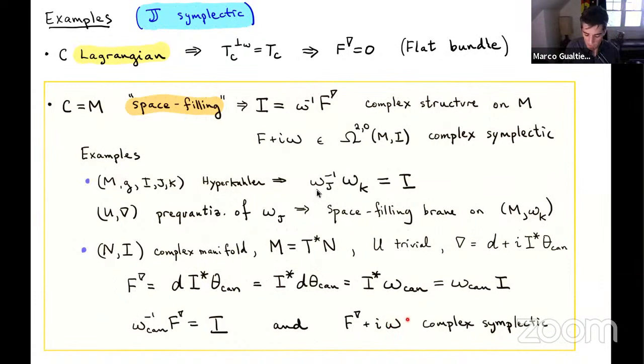It's the phase space structure on T star N. The point is that when N is complex, it becomes completed to a holomorphic symplectic structure. So we have a plentiful source of examples coming from complex manifolds and taking their cotangent bundles. All of those have space-filling branes.